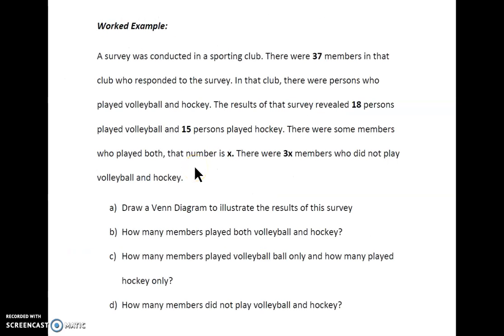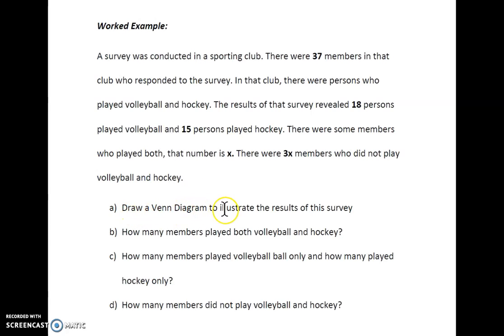So let us recap. We have a survey being done at a sporting club. 37 members responded to the survey. 18 persons played volleyball, 15 persons played hockey. The number of persons that play both is x. There are 3x members who did not play volleyball or hockey. They engage in different sporting activities.